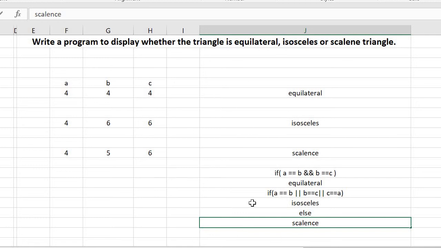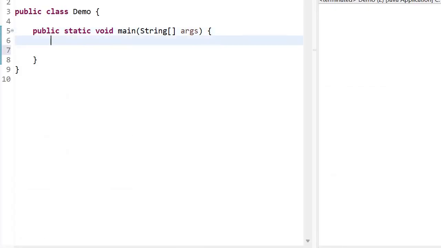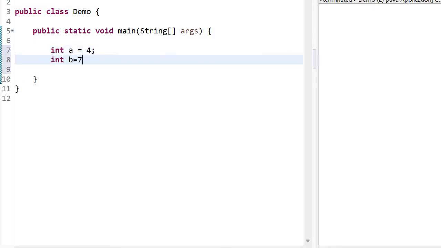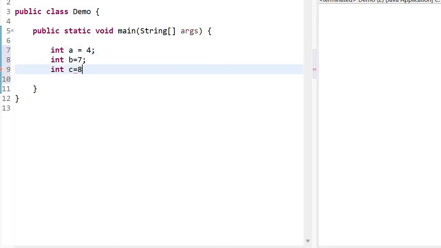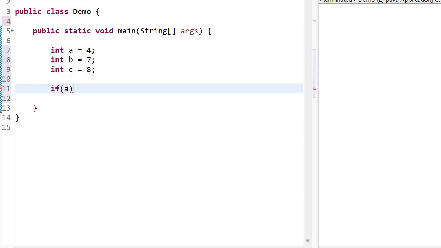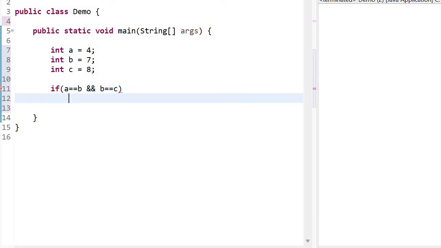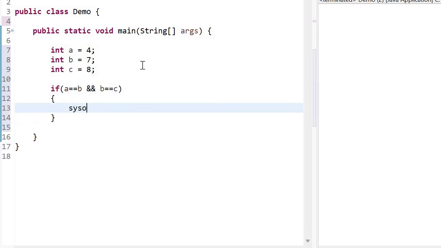Hope you guys understand the concept of finding out whether the triangle is isosceles, equilateral, or scalene. Let's move on to the coding section. So over here as well, I will be taking three sides, that is, A is equal to 4, B is equal to 7, and C is equal to 8. As of now, I have taken different sizes for all of these. I will be writing the condition if A is equal to B and B is equal to C. We can write the third one as well, but that doesn't make any difference to us.